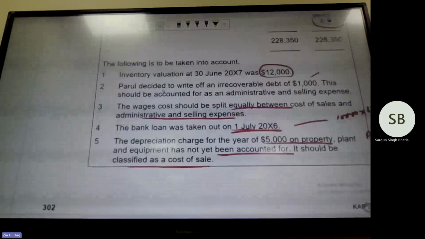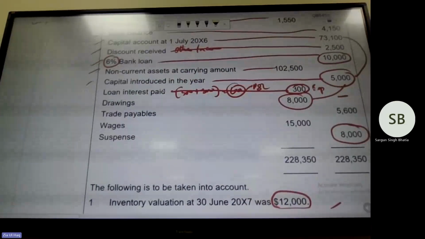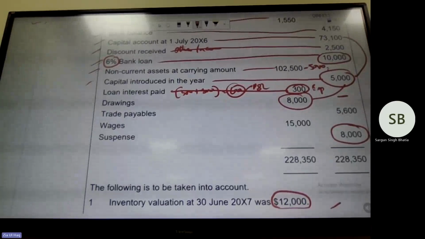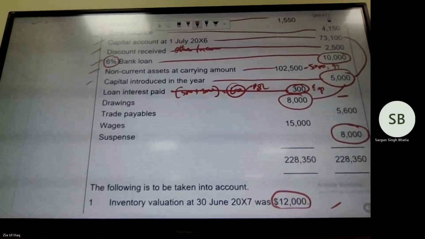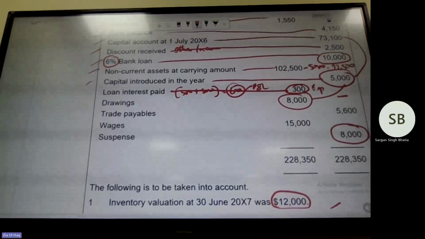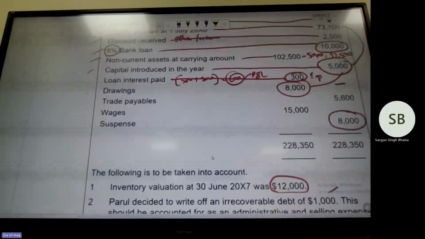And this depreciation we need to subtract from non-current assets as well. The non-current asset in the balance sheet will be recorded by subtracting this 5,000. How much will that be? 97,500. Is that fine?